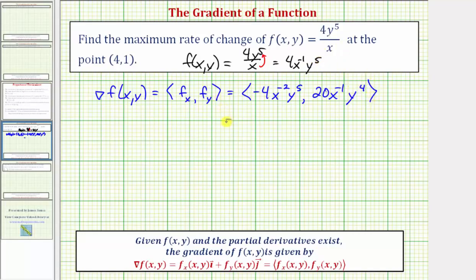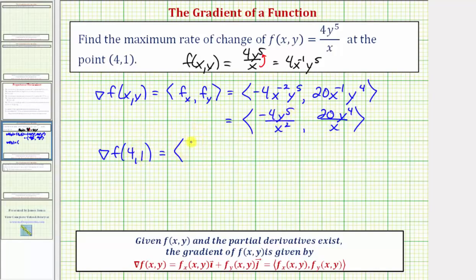And of course, we could also express this as an x component of negative 4 y to the fifth over x to the second, and we express the y component as 20 y to the fourth over x. Either way, we now need to evaluate this at the point 4 comma 1. So now we'll find the gradient of f, or del f, at the point 4 comma 1. Let's go ahead and use this form here. So now we'll substitute 4 for x and 1 for y.